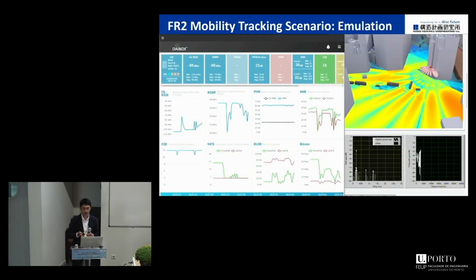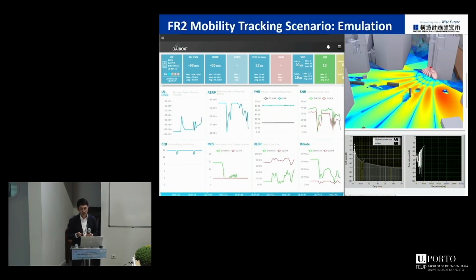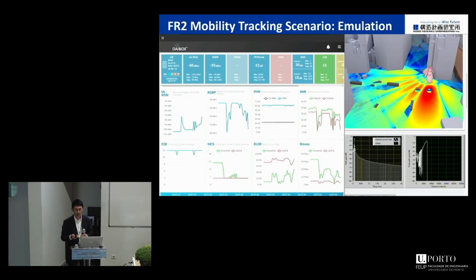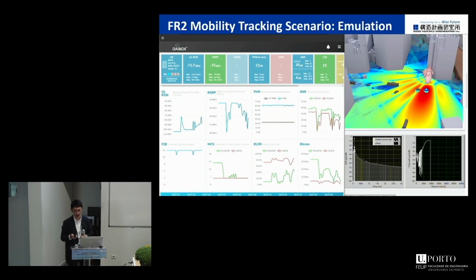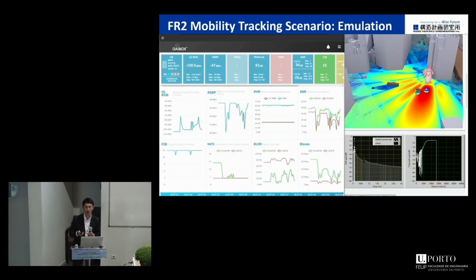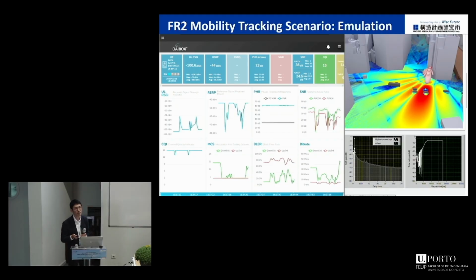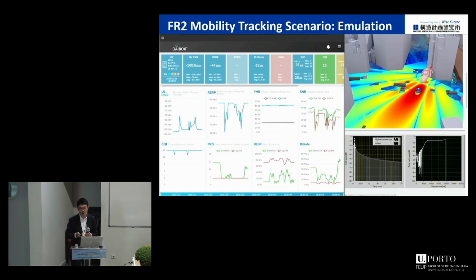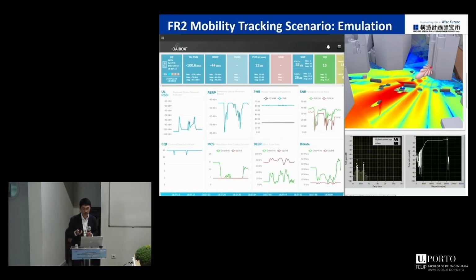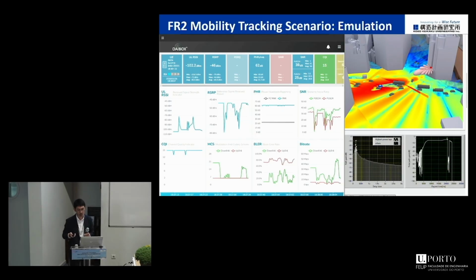Now let's look at the emulation results. The RSRP trend measured in OAI follows the path gain variation from Sionna quite well. However, when line-of-sight blockage causes a sharp RSRP drop, the UE is often temporarily detached from the gNodeB.